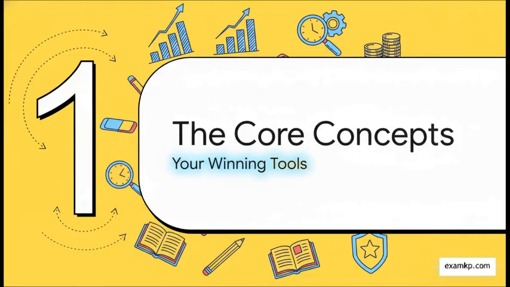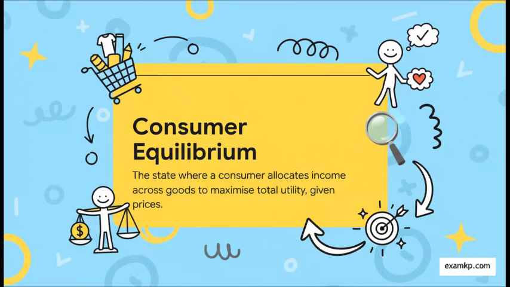Time for the core concepts. I want you to think of these as your secret weapons, your winning tools for the exam. Once you master these, you'll be totally unstoppable. Let's lock this in. First up, we've got consumer equilibrium. Now, I know the textbook definition can sound a little intimidating, but don't let it scare you. All it means is that perfect point where you, the consumer, feel like you've gotten the most possible satisfaction for your money and you decide, yep, I'm done buying. It's your personal sweet spot.